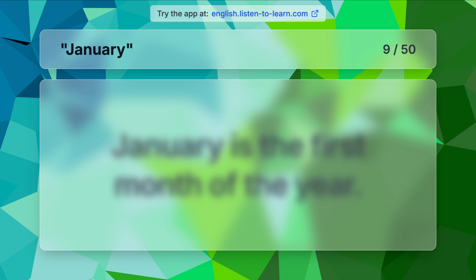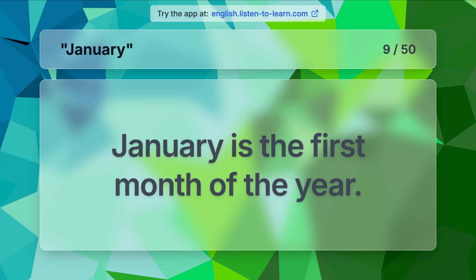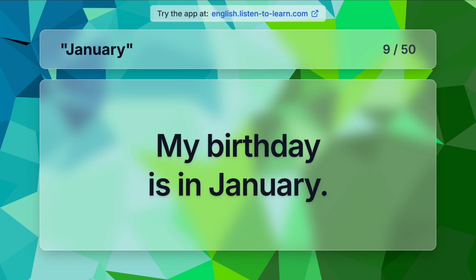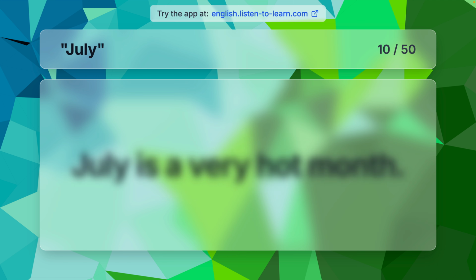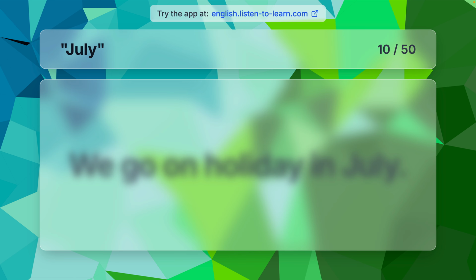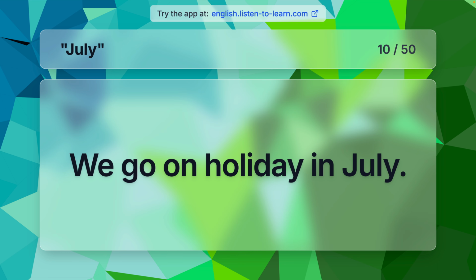January is the first month of the year. My birthday is in January. July is a very hot month. We go on holiday in July.